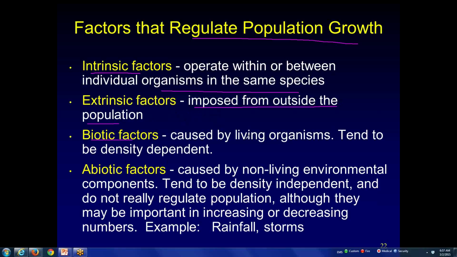Biotic factors caused by living organisms. They tend to be density dependent. So what do we mean by biotic caused by living organisms? Well, predation, right? That would be an example of a biotic factor. It's a predator coming in, attacking, and eating individuals in the population. Disease is a biotic factor caused by a bacterial species, let's say, or a fungus. And notice it says density dependent. If you recall, density dependent means that the factor becomes more prevalent or severe as the population density increases.